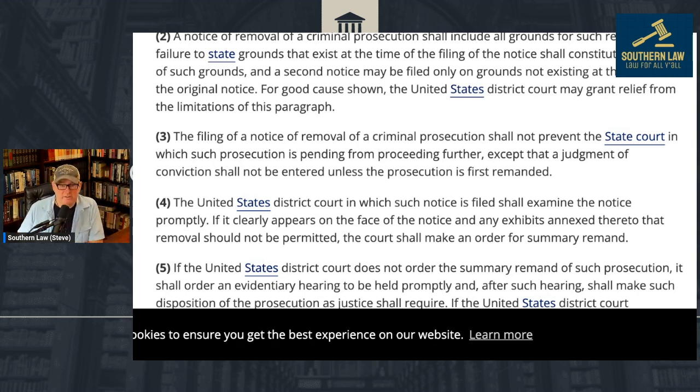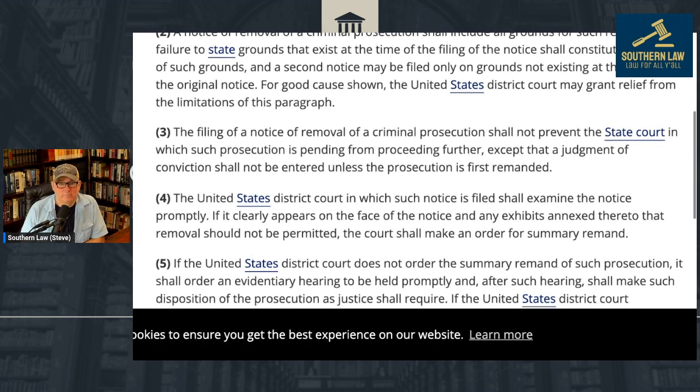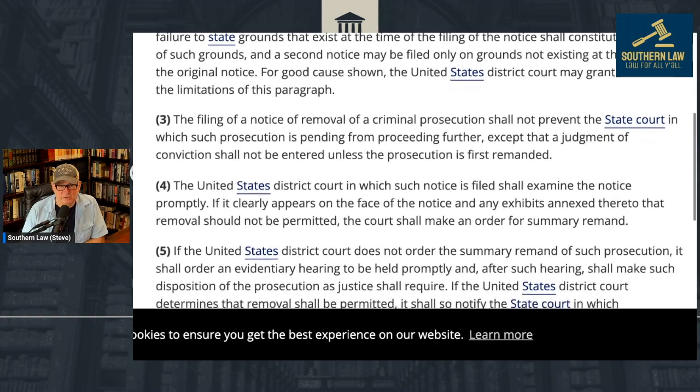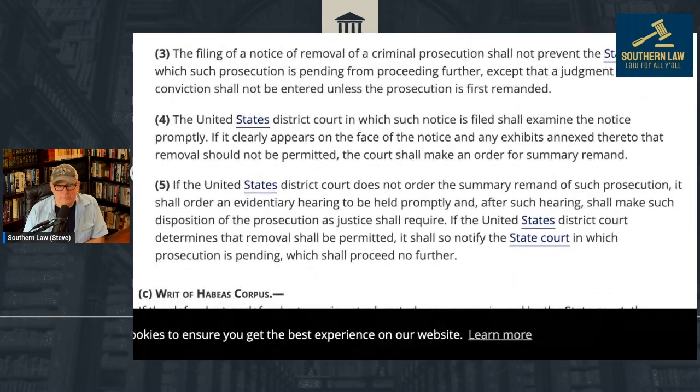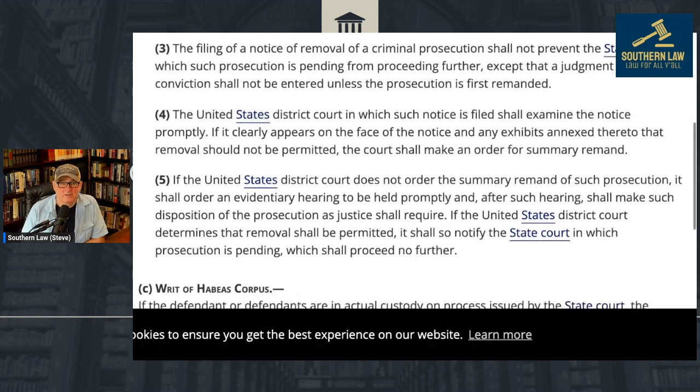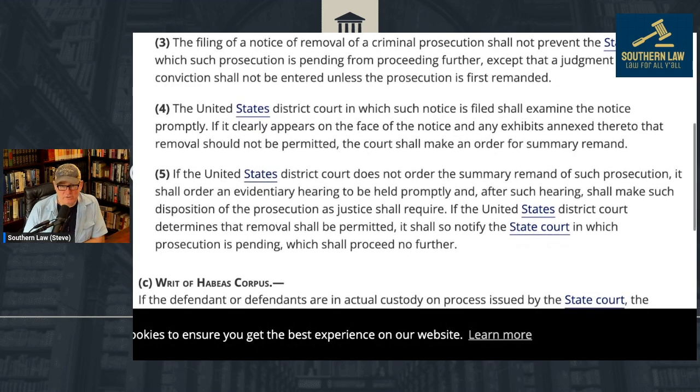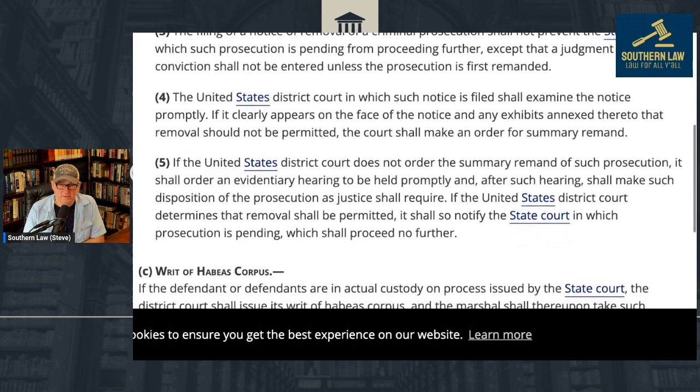Now, they did ask the court to do that, but I think the court came back and said, look, under the law, I'm not supposed to stay it until we have an evidentiary hearing. So I can't stop the state court from moving forward with their prosecution at this point. Then the United States District Court should examine the notice promptly. If it appears clearly on the face of it that removal shouldn't be permitted, the court will make an order for summary remand. And they did not do that in this case.